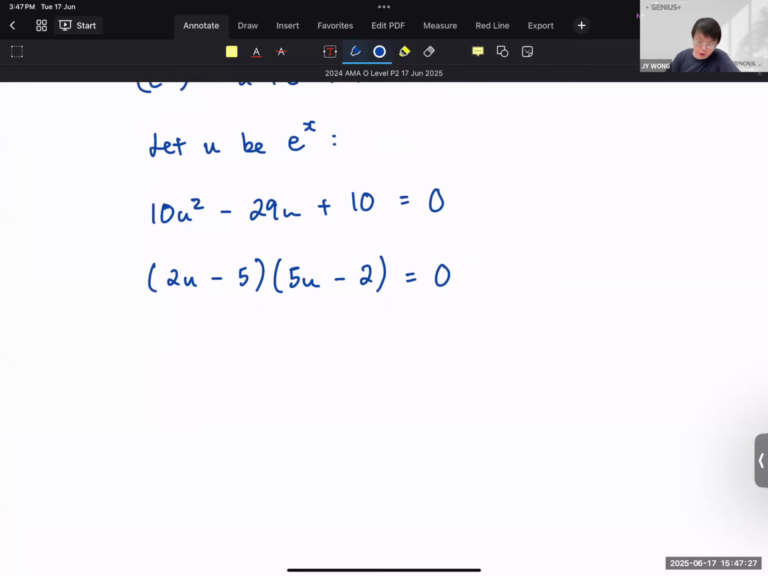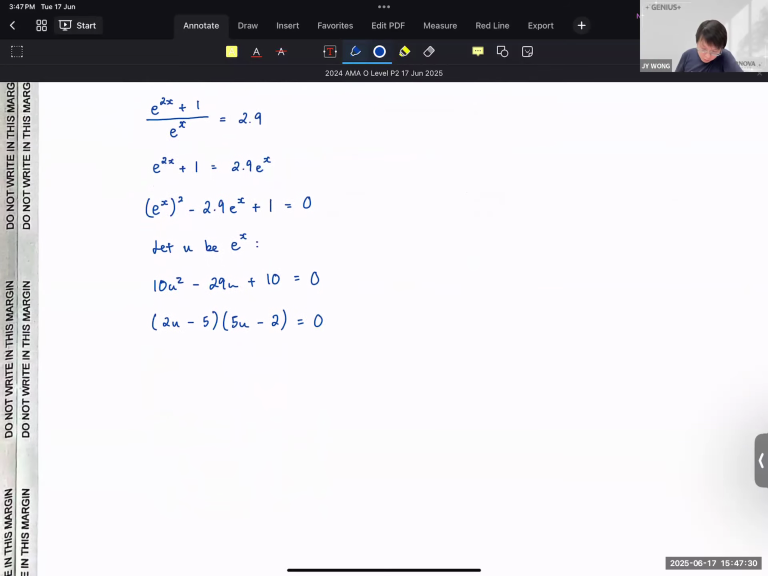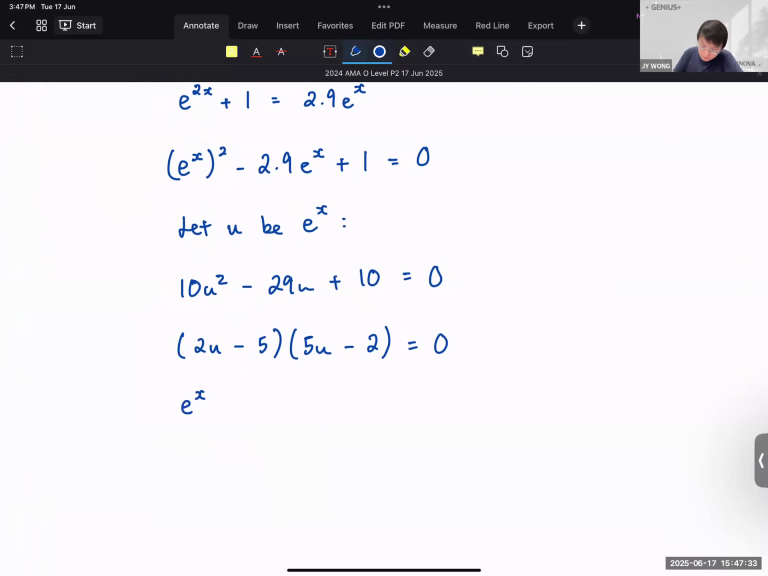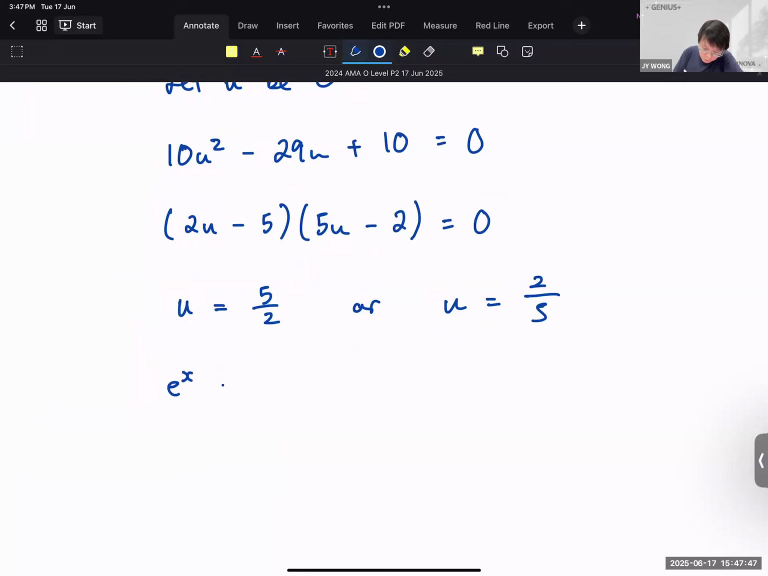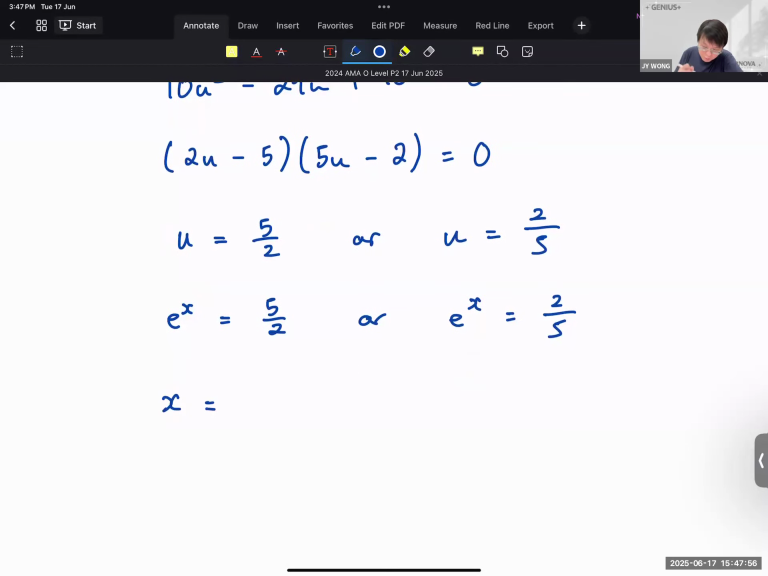Now you can undo your substitution. So u equals 5/2 or u equals 2/5. Now you undo your substitution, e to the power of x equals 5/2 or e to the power of x equals 2/5. And therefore, they want the answer in logarithmic form. x is equal to ln 5/2 or x is equal to ln 2/5. And these are your two solutions.